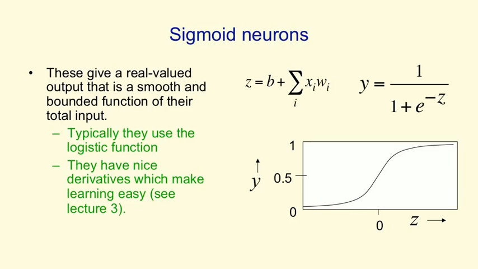And the nice thing about a sigmoid is it has smooth derivatives. The derivatives change continuously, and so they're nicely behaved, and they make it easy to do learning, as we'll see in lecture 3.